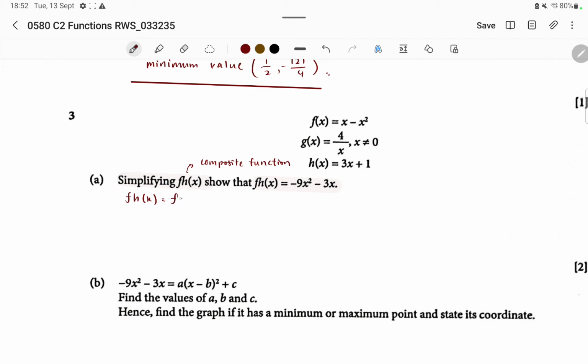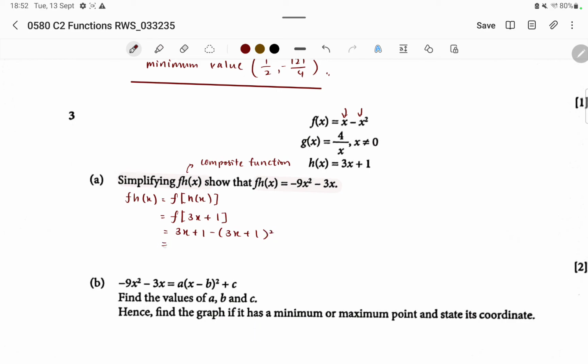f(h(x)) equals f(h(x)). h(x) is 3x plus 1. Okay, and then after that, f(x) is x and x squared. So I have to substitute them into here and here. So 3x plus 1 minus (3x plus 1) squared.